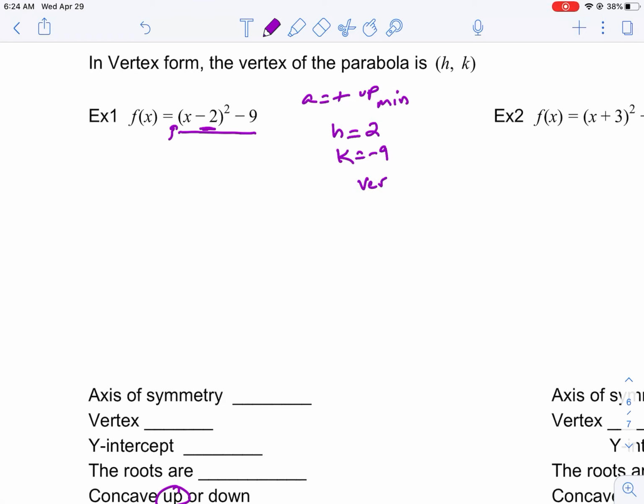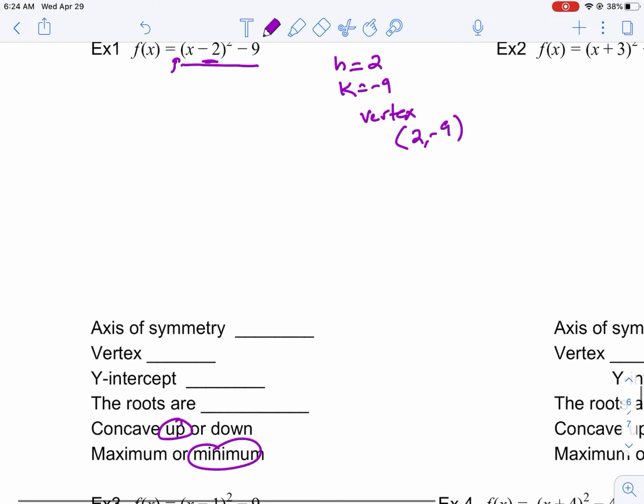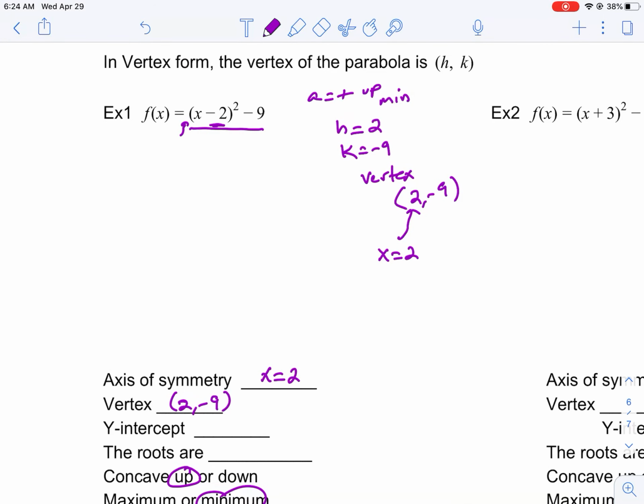So the vertex is 2, 9. So we can put that in. If you know the vertex, the x value, that's the axis of symmetry. All right, so we found 4 of the 6 things we need to find just by looking at it without doing any math work, okay? The key is knowing the h, always find the opposite of the h, okay?